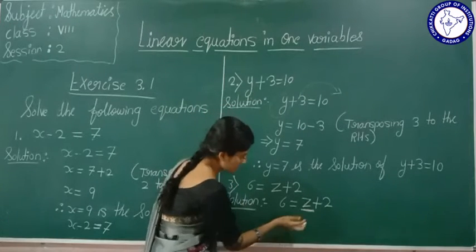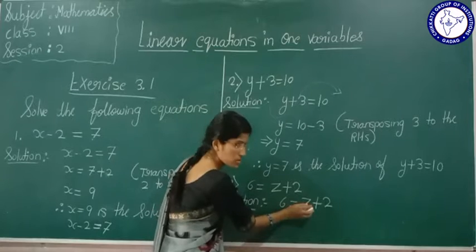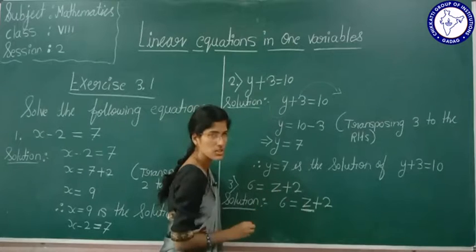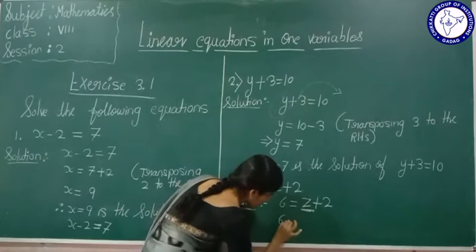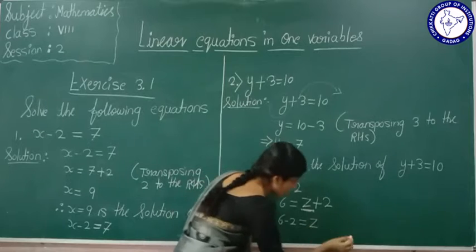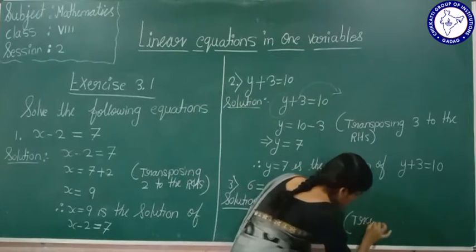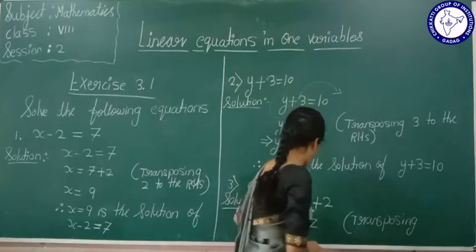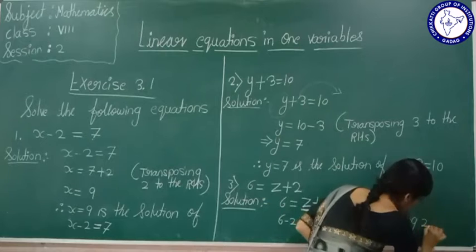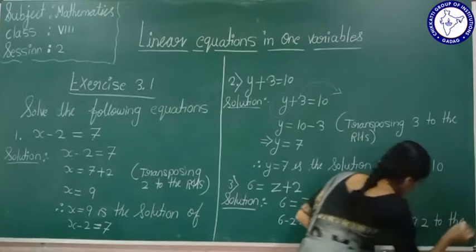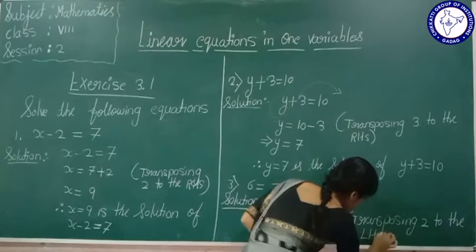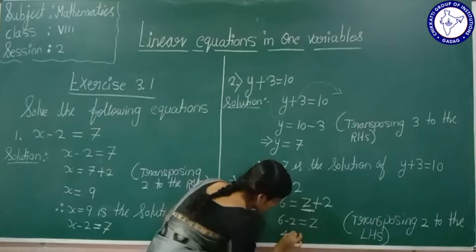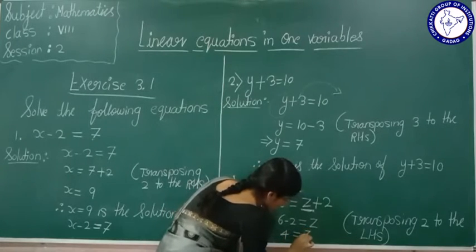Now we will see here, we want the value of z. We will transpose 2 to the LHS. It will become 6 minus 2 is equal to z. What are we writing here? Transposing 2 to the LHS. Now say, what is 6 minus 2? 6 minus 2 is 4. This will be 4 is equal to z.